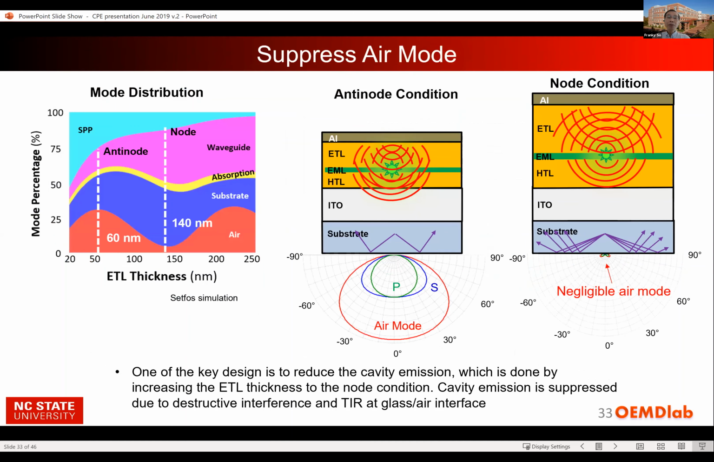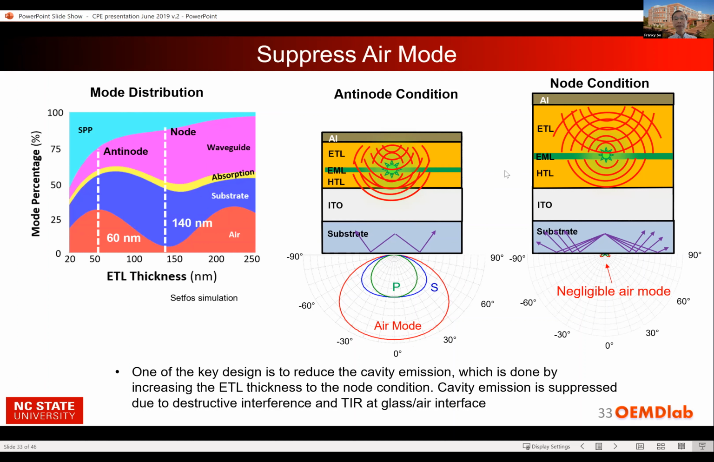And so how do you suppress the cavity mode? Well, this is known because of the cavity effect, the cavity mode is a strong function of the ETL thickness, which is the distance between the emitting layer to the cathode, right? So typically in a conventional OLED, we design the device structure such that it is at the anti-node position, where the cavity emission is maximum. But as I said, I want to get a minimum output from the cavity mode. So that corresponds to an ETL thickness of about 140 nanometers. In fact, this is the region where the waveguide mode is maximized. And this is what we want.